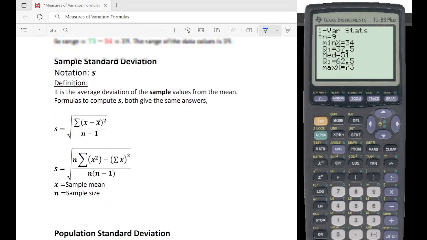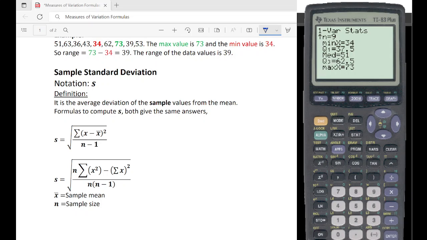Next is the sample standard deviation, and its notation is a lowercase s. And it is just the average deviation of the sample values from the mean. And you actually have two formulas you can use. You can use the first one here, or you can use the second one here. Both will give you the same result, just a matter of preference. So we use x bar for the sample mean, and we use little n for the sample size. And this big capital sigma is a Greek letter, it just means summation.